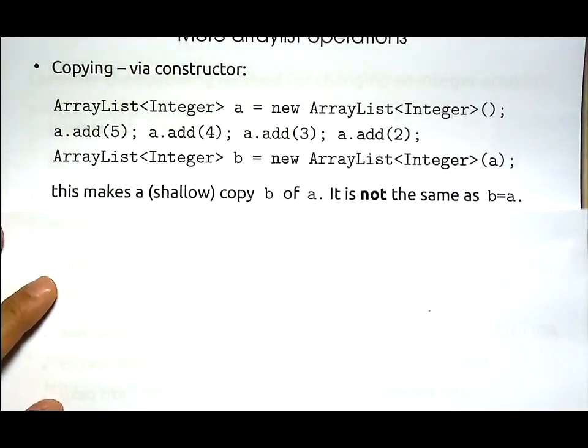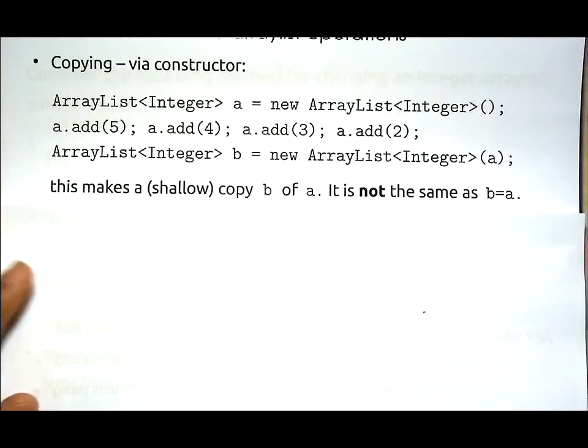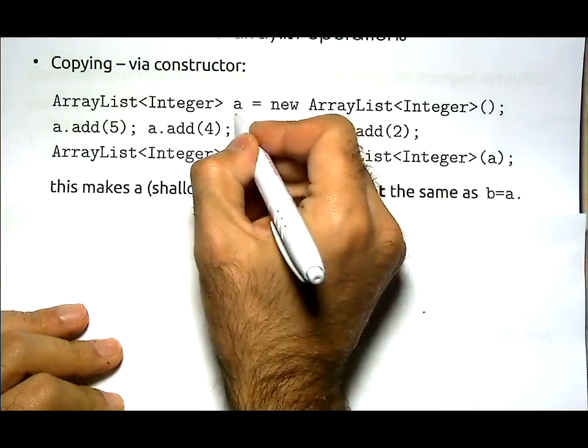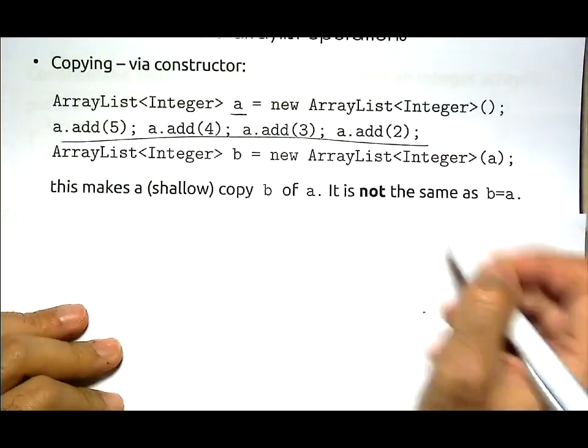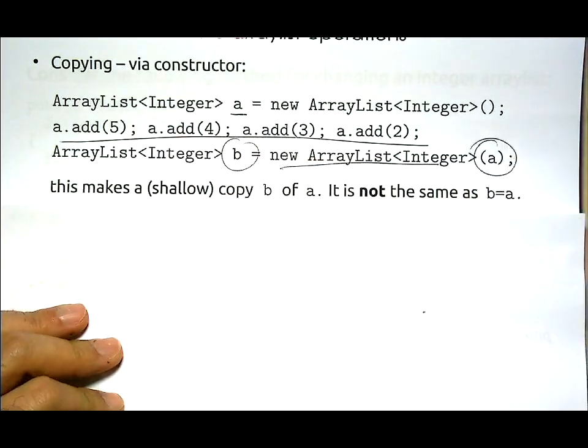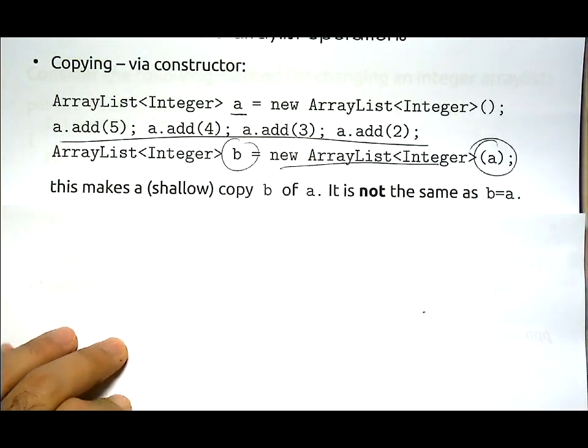So what else can we do with arrays? We can copy them. And you can write a method for copying an array list, which is basically: you create a new array list, and then you start adding elements until you have finished, until you have reached the length of the initial array list. But another way to do it is you call the constructor. So you have the new array list, you have an array list A, you have added these 4 elements. Then you can create a copy B by calling the constructor using the original array list as an argument.